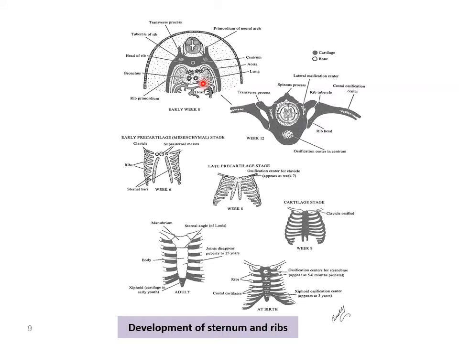Here we'll talk about the development of the sternum and ribs. We start with the ribs in early week 8. This is a cross section or transverse section through the thorax. You have the heart, lungs. Posteriorly, this is the rib primordium with tubercle of the rib. In week 12, the rib primordium will have a costal ossification center, and we have rib head and rib tubercle attached to the vertebra.